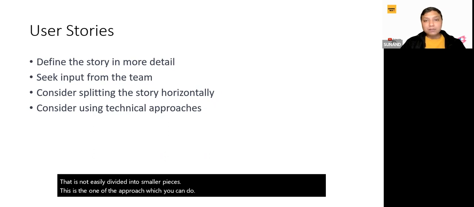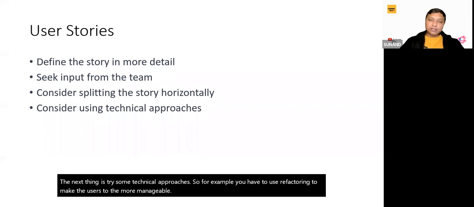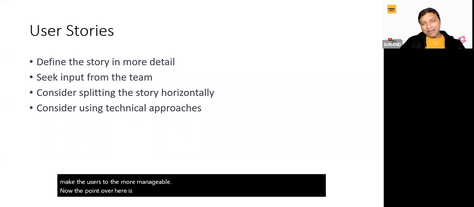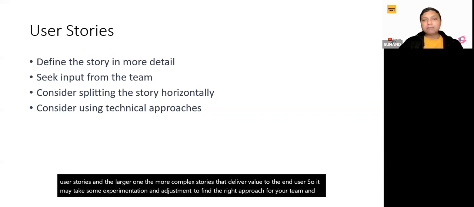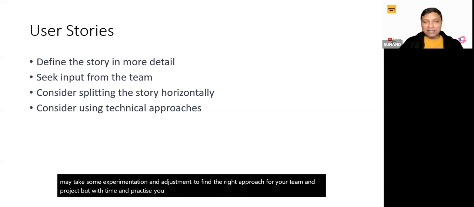The next thing is to try some technical approaches. For example, you can use refactoring to make the user story more manageable. The key is to find the right balance between smaller manageable user stories and the larger, more complex stories that deliver value to the end user. It may take some experimentation and adjustment to find the right approach for your team and project, but with time and practice, you should be able to effectively manage user stories of any size.